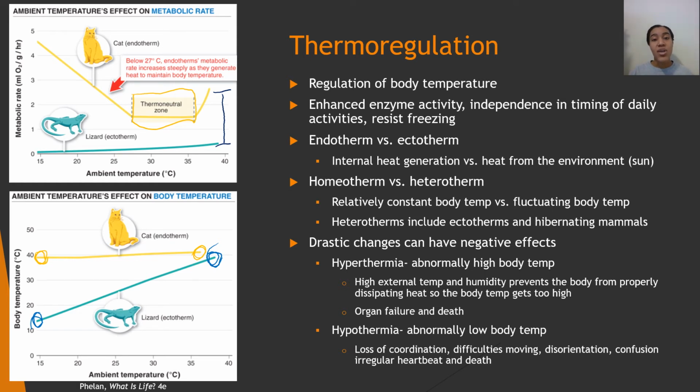And then on the opposite end, we have hypothermia, which is when you have an abnormally low body temperature. This can happen if you're outside in very, very cold winters for too long, as well as if you jump into an ice-covered lake or something like that. That cold water and cold air just leaches all the heat from your body and cools your body temperature way below its optimum range. And this can result in a loss of coordination, difficulties moving, disorientation, an irregular heartbeat, and even death. So you want to make sure that you're not getting too hot or too cold.